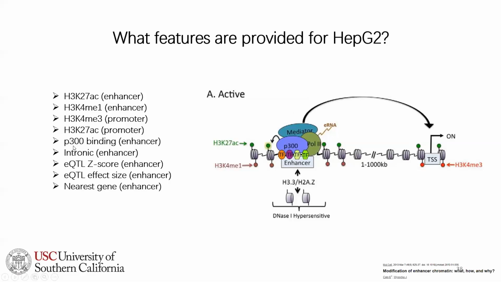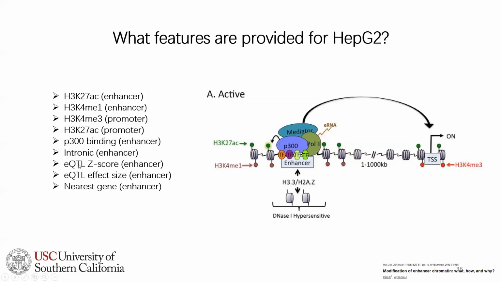So P300 is a very common histone acetyltransferase, which is actually responsible for placing these active acetylation marks. So we did look for binding of that on the enhancer as well. We also just recorded whether the enhancer was intronic to the target gene or not, because sometimes enhancers regulate from within the intron of the very gene that they're regulating, which is an interesting phenomenon.